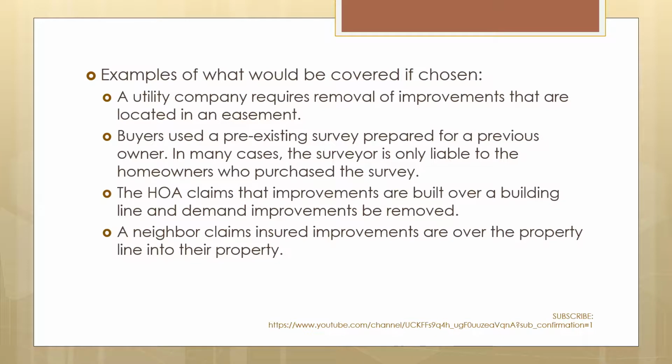Here are some examples of what would be covered if you chose that additional insurance. Say a utility company required removal of improvements that are located in an easement that were there obviously beforehand. Well, that would be covered. Buyers use a pre-existing survey prepared for a previous owner. In many cases, the surveyor is only liable to the homeowner who purchased the survey. So any discrepancies with the survey would also be covered in that instance. Or the HOA claims that improvements are built over a building line and demand improvements be removed. A neighbor claims insured improvements are over the property line into their property. So anything that might pop up that turned out to be a surprise with regards to encroachments or boundary lines is what's going to be covered.